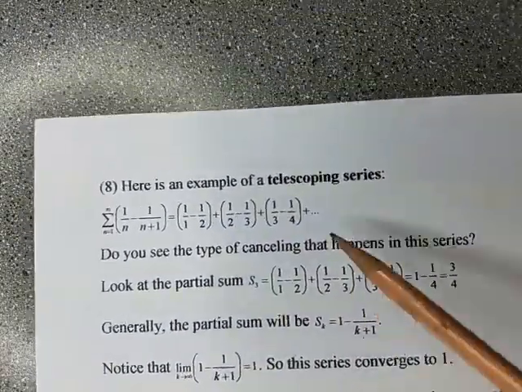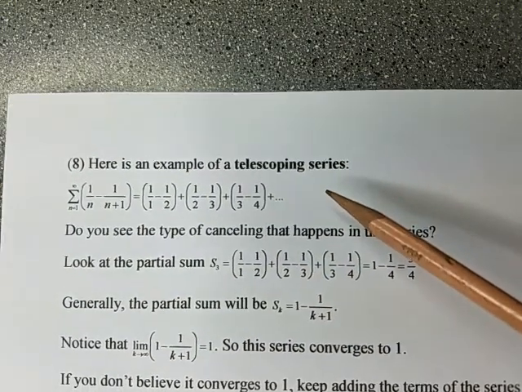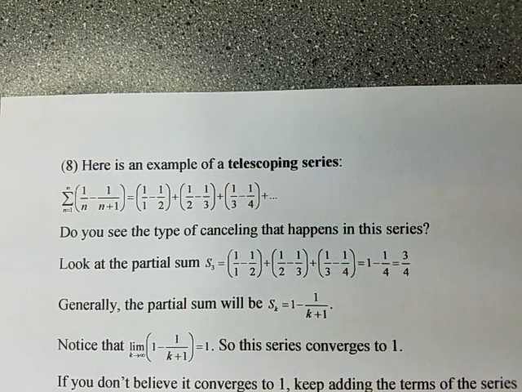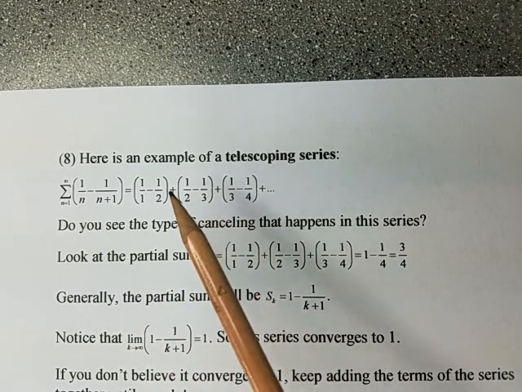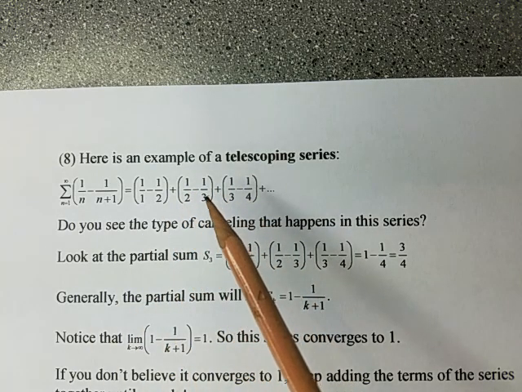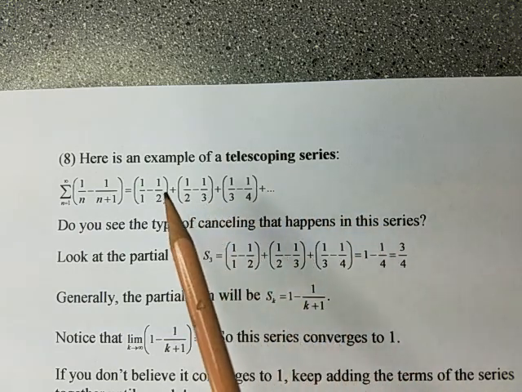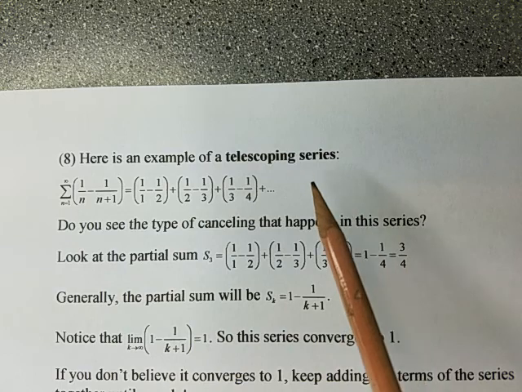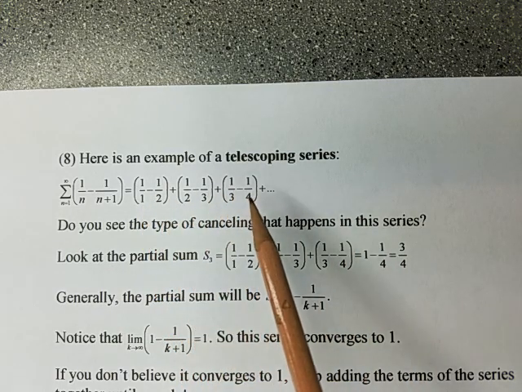What do we talk about after geometric series? Telescoping series. I won't define a telescoping series, but I'll tell you what they look like. This is a telescoping series. Do you see the type of canceling that happens in that series? The half cancels, the third cancels. I could have written more, but no matter how much of this series I write down, everything will cancel except for the first number and the last number.